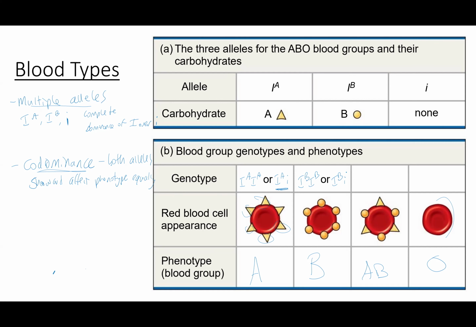How about AB? What are you going to have? You have to have a gene that codes for the A antigen, and you need a gene that codes for the B antigen. So there's only one possible genotype. How about O? Yep, double little i. So homozygous again. And we would call that homozygous recessive because it's recessive. So no antigens.